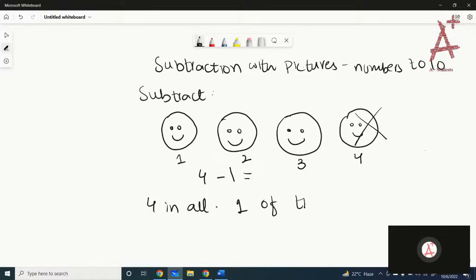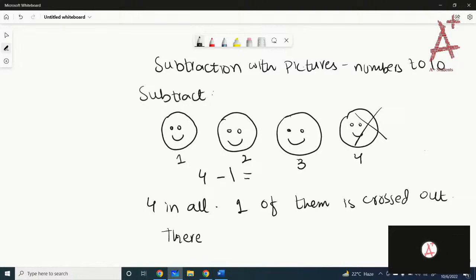One of them is crossed out. So what number do you get when you start with 4 take away 1? To find 4 minus 1, count the faces that are not crossed out. You have to count the faces that are not crossed out. So how many faces are not crossed out? 1, 2, and 3. So 3 faces are not crossed out. Got it? That means we are left with 3.